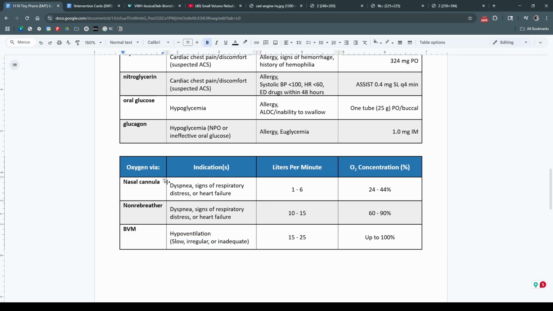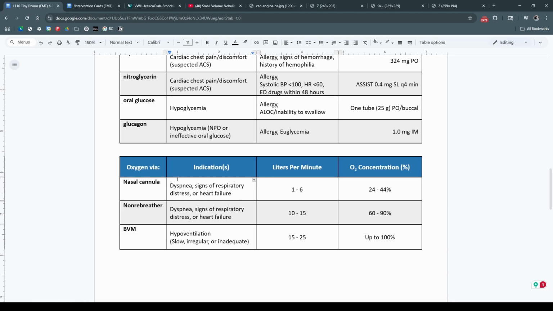So with a nasal cannula, know that our indications for oxygen, just like a non-rebreather, is dyspnea, difficulty breathing. It's also signs of respiratory distress or respiratory difficulty breathing, meaning it's not.